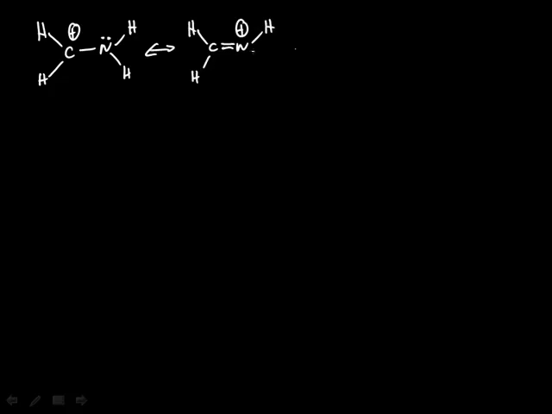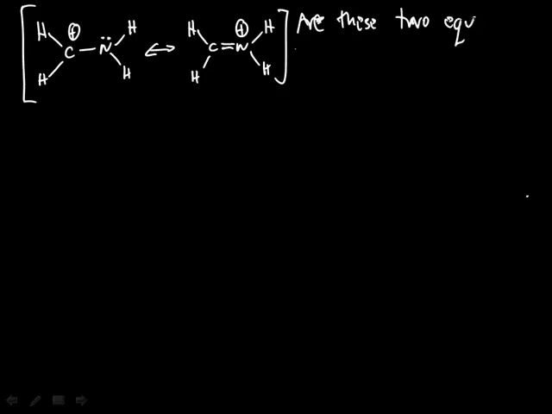For example, the first molecule that we drew is this cation, which has a positive charge on carbon, and then neighboring nitrogen. And its other resonance contributor has a double bond between carbon and nitrogen, and a positive charge on nitrogen. The important question to ask here is, are these two equal contributors?